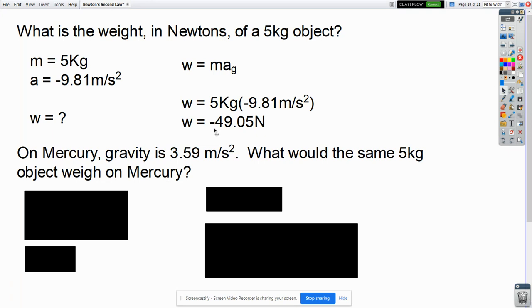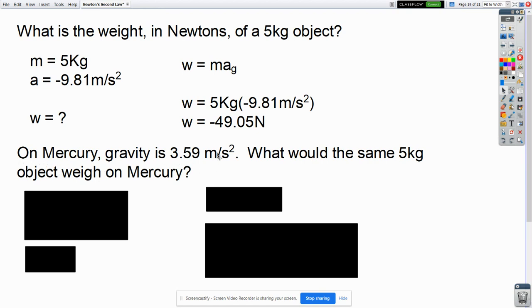Somebody asks you your weight, you say, I weigh 130 pounds. You don't say, I weigh negative 130 pounds, because it's just assumed it's a downward force. So again, you can leave the negative sign on there and let the negative sign carry all the way through and get your answer that way. That would be a perfectly acceptable thing to do. You don't have to, though. You can use a positive number here. And if you use positive 9.81, you just end up with a positive weight.